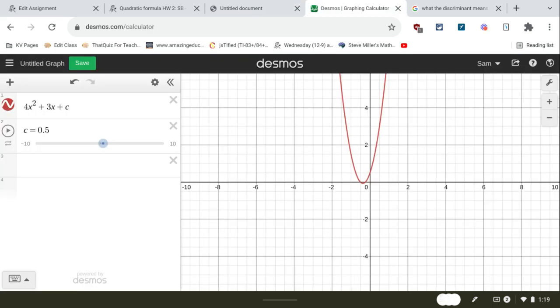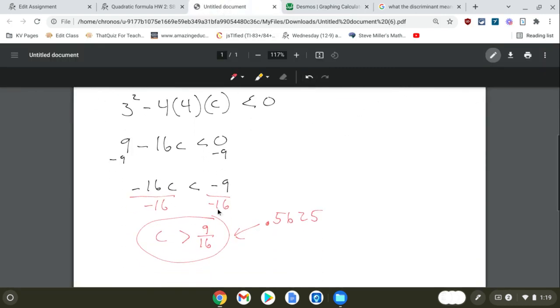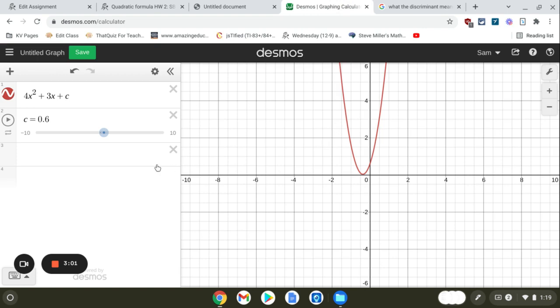If I look at this thing graphically, okay, so I've got 4x squared plus 3x plus c graphed here, and I've got a little slider for c. All c does is it controls the vertical height of this thing. So as long as c is bigger than 0.5625, as long as it's bigger than that, this function is not going across the x-axis. So it's not going to have real solutions.